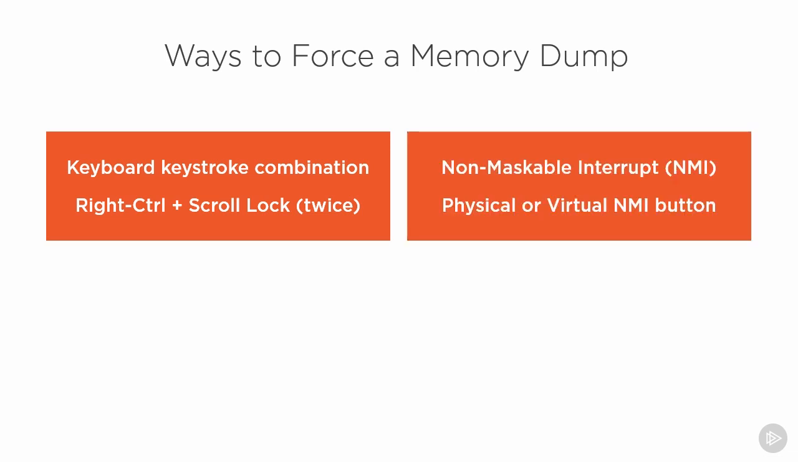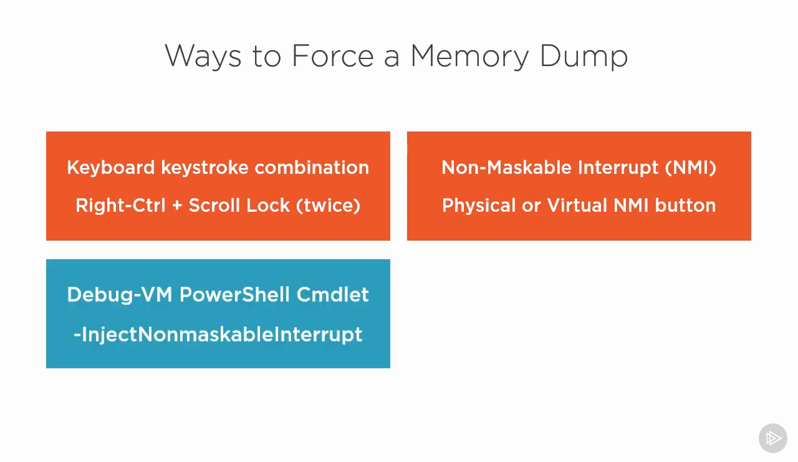Now, with most servers, you'll utilize what's known as a non-maskable interrupt, or NMI. And this is a physical button or virtual NMI button that's accessible via a remote diagnostic tool. Now, with virtual machines, you can crash them with a Debug-VM PowerShell cmdlet. This is used with the switch called -InjectNonMaskableInterrupt. The only gotcha is that the Hyper-V host must be running Windows 2012 R2 or later.